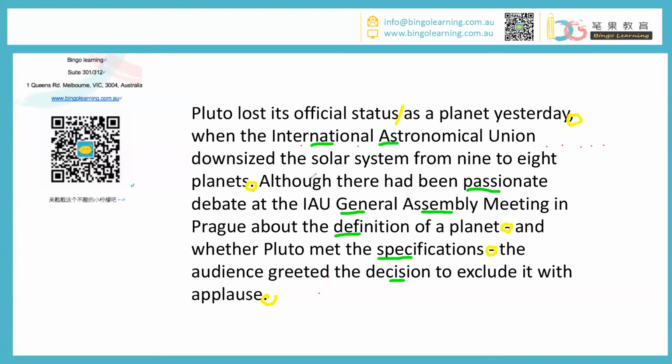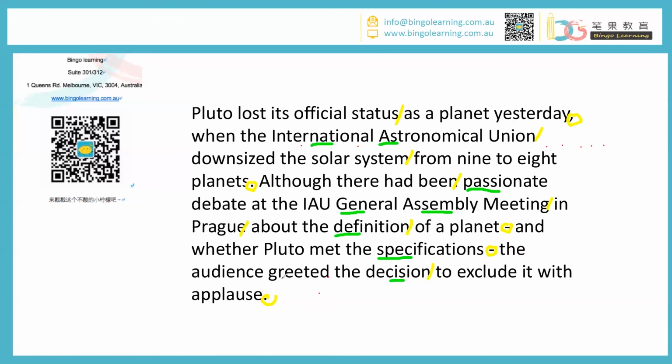Pluto lost its official status as a planet yesterday, when the International Astronomical Union downsized the solar system from 9 to 8 planets. Although there had been passionate debate at the IAU General Assembly meeting in Prague about the definition of a planet and whether Pluto met the specifications, the audience greeted the decision to exclude it with applause. Okay, so as you can see, I've separated these clauses here to give us a little bit more of a hand as to where we should be pausing here.